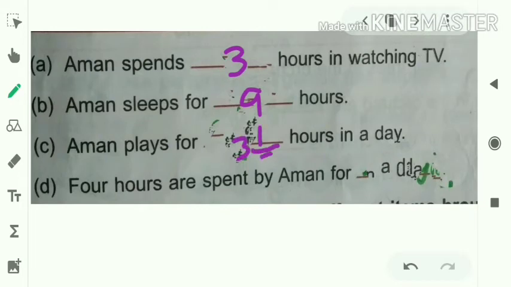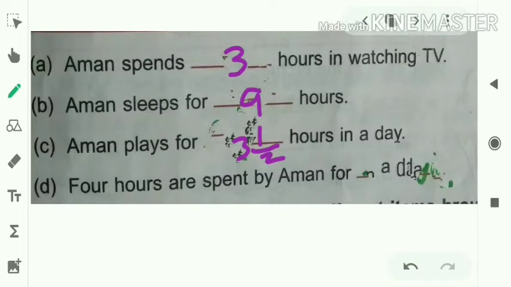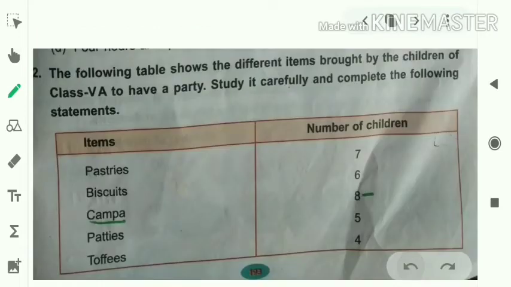This is the answer. Next question is, 4 hours are spent by Aman for dash. For which work did Aman spend 4 hours? So look here, 4 hours he is spending on studying and doing homework. In this fill-up there is no space, so I am writing here the answer of D. He is spending for studying. S-T-U-D-Y-I-N-G. This is the answer of D.